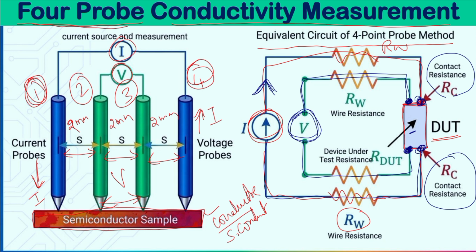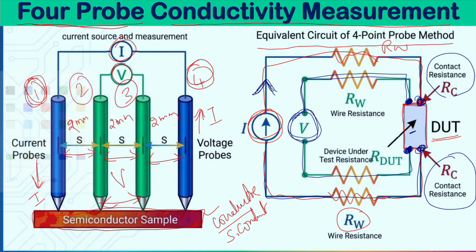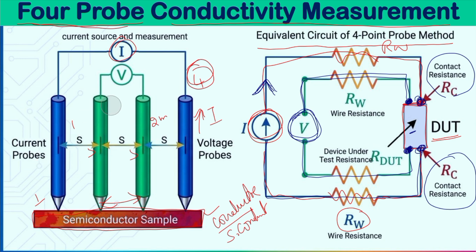Now we will discuss what is the advantage of this setup. For that, we will come to this first setup. We know that this probe will have some resistance. I will just erase this in order to give you the explanation for why this four probe is a good method for getting the resistance or conductivity, resistivity or conductivity.